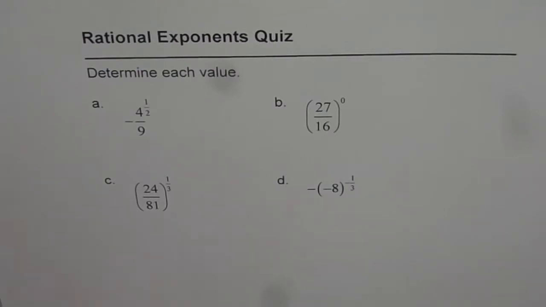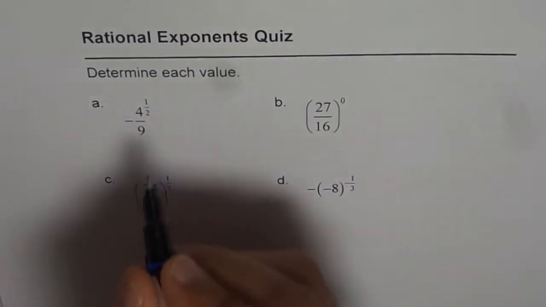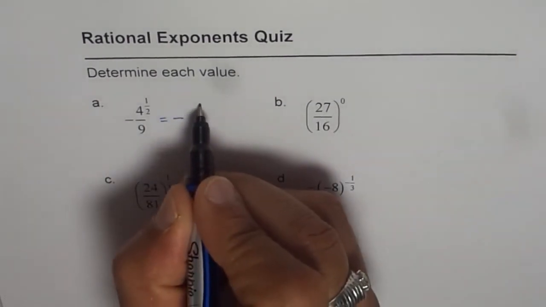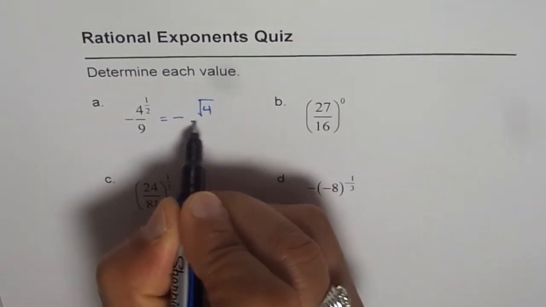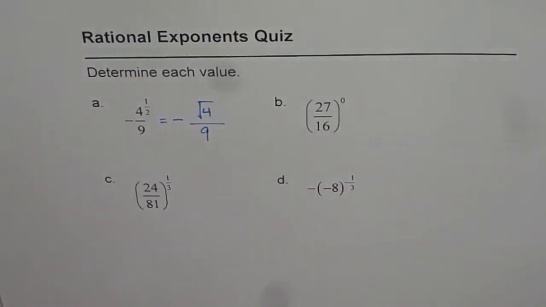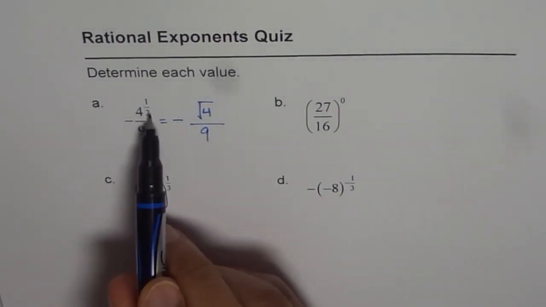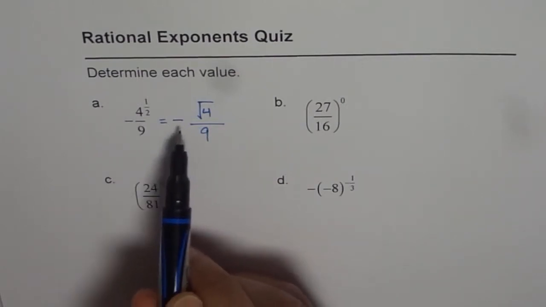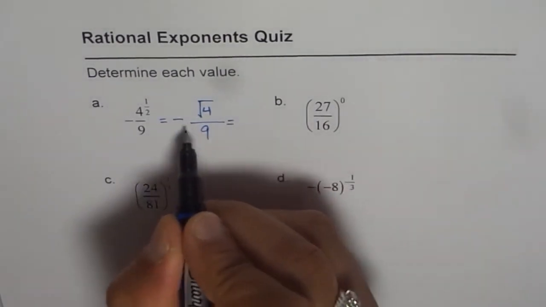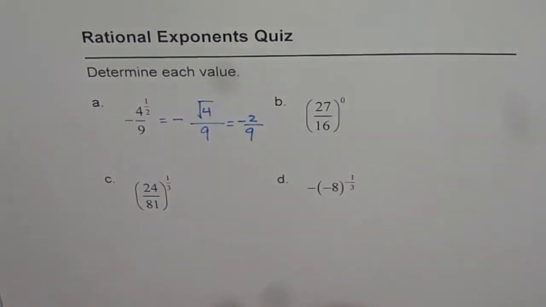Now let's start with the very first one, part A, which is minus 4 square root divided by 9. So here indeed the minus is outside, okay? And then we have square root of 4. Now this square root is only for 4, not for 9. So that could be a possible error which one can make, right? So look at it very carefully. So negative is outside and this square root is only for 4, not for 9. So we have minus square root of 4 divided by 9. And therefore the answer for this question is minus 2 over 9. Okay, so that is how we can solve it.